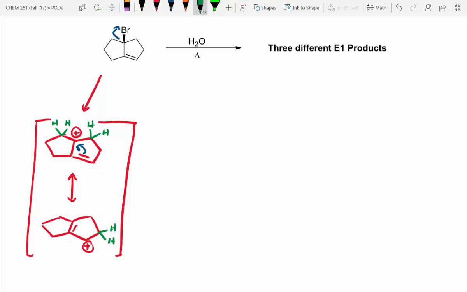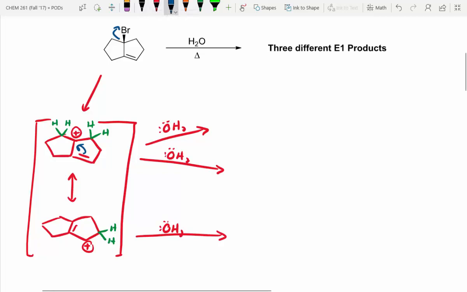So we know we've got 3 different sets of beta protons that we can potentially pluck off to give us our product. So what I'm going to do is show 3 different products. We know we're going to get 2 from that resonance structure, and we're going to get 1 from this one. We know water in this case is our weak base. So 3 different reaction pathways.